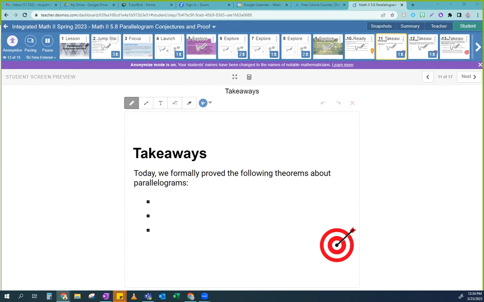Okay. So today we formally proved the theorems about parallelograms. What three things did we prove? In the chat, please. I want three things that we proved. I am going to type them here. What three things did we prove? Jonathan, did we really prove them? Yeah, because we used rotational symmetry. Yeah, but what did we learn about parallelograms? It was the three things that I typed onto our definitions and theorems page.